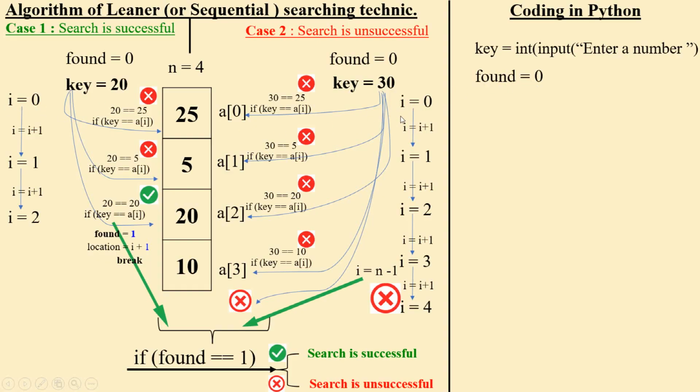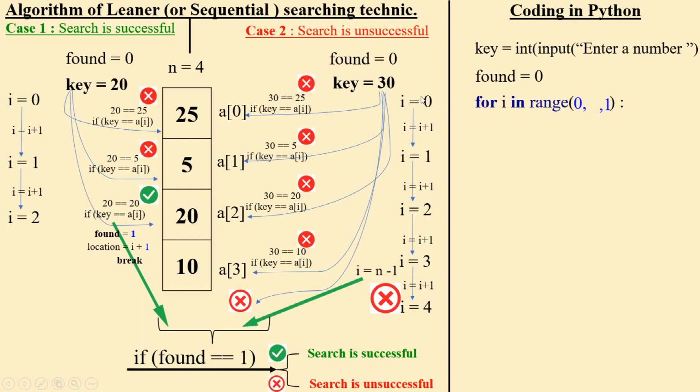See here, in both cases, the initial value of variable I is 0 and keeps on incrementing by 1. So the for statement is like this. For I in range, within parentheses, the first argument value is 0. This value represents the initial value of the index or variable I. And the value of the third argument is 1. This represents the increment value of the index or variable I. Let's determine the end value of the index later.